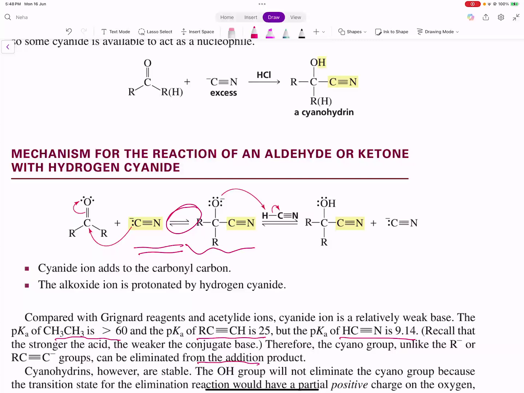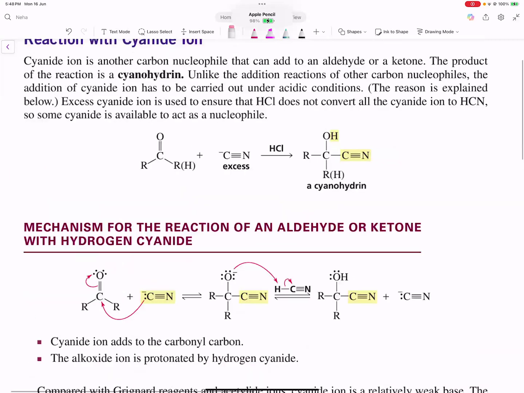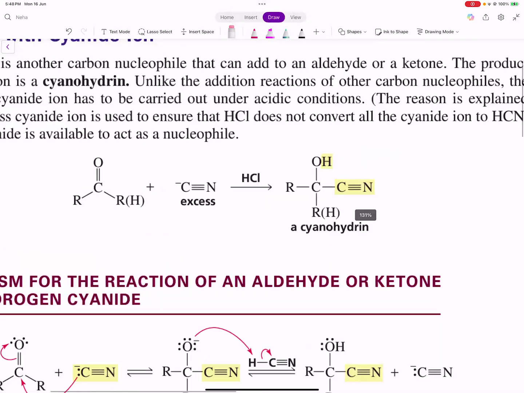It can go back. So why will it go back? Because this can come back and it's a weak base. So we must protonate it. That's what they are saying. And this is called a cyanohydrin. On the same carbon you have CN and OH.